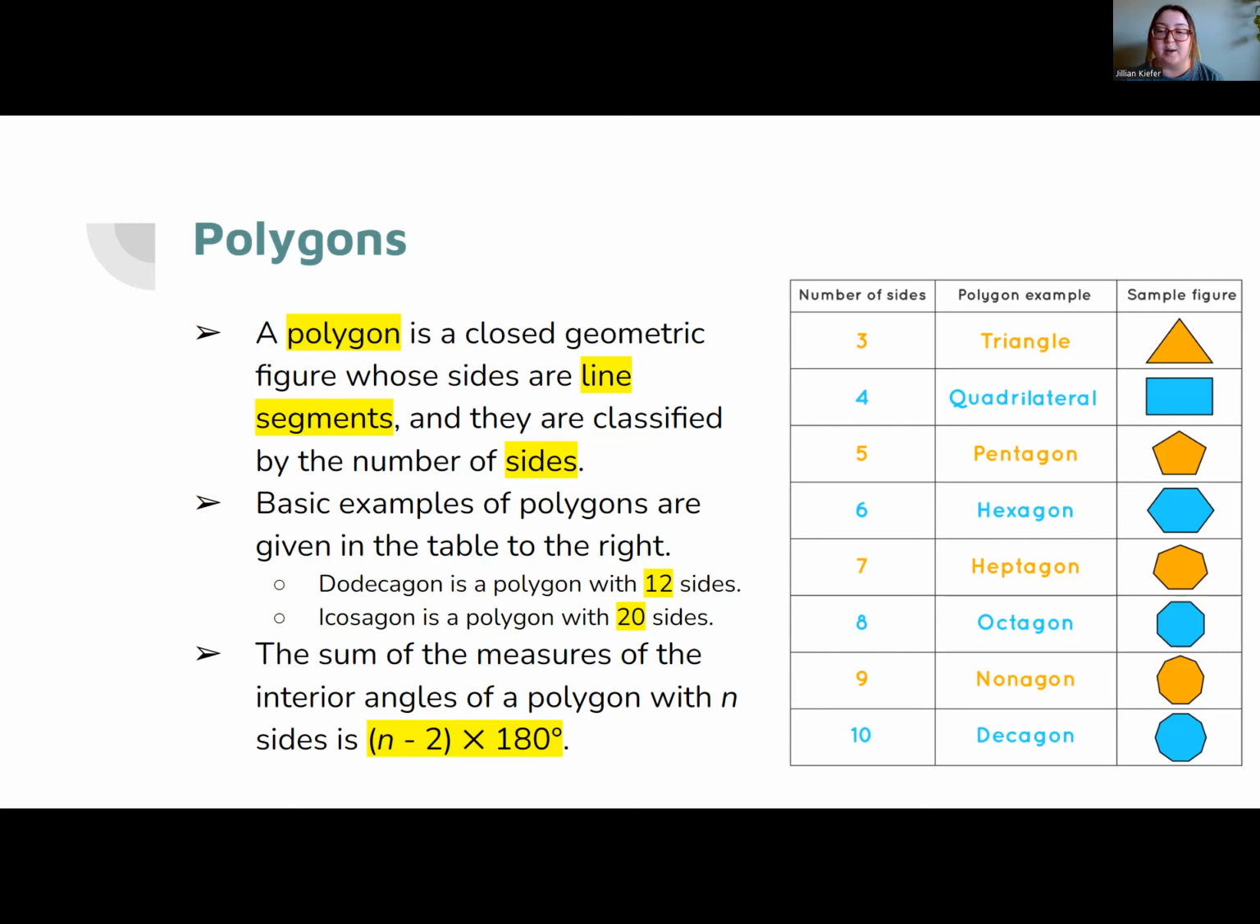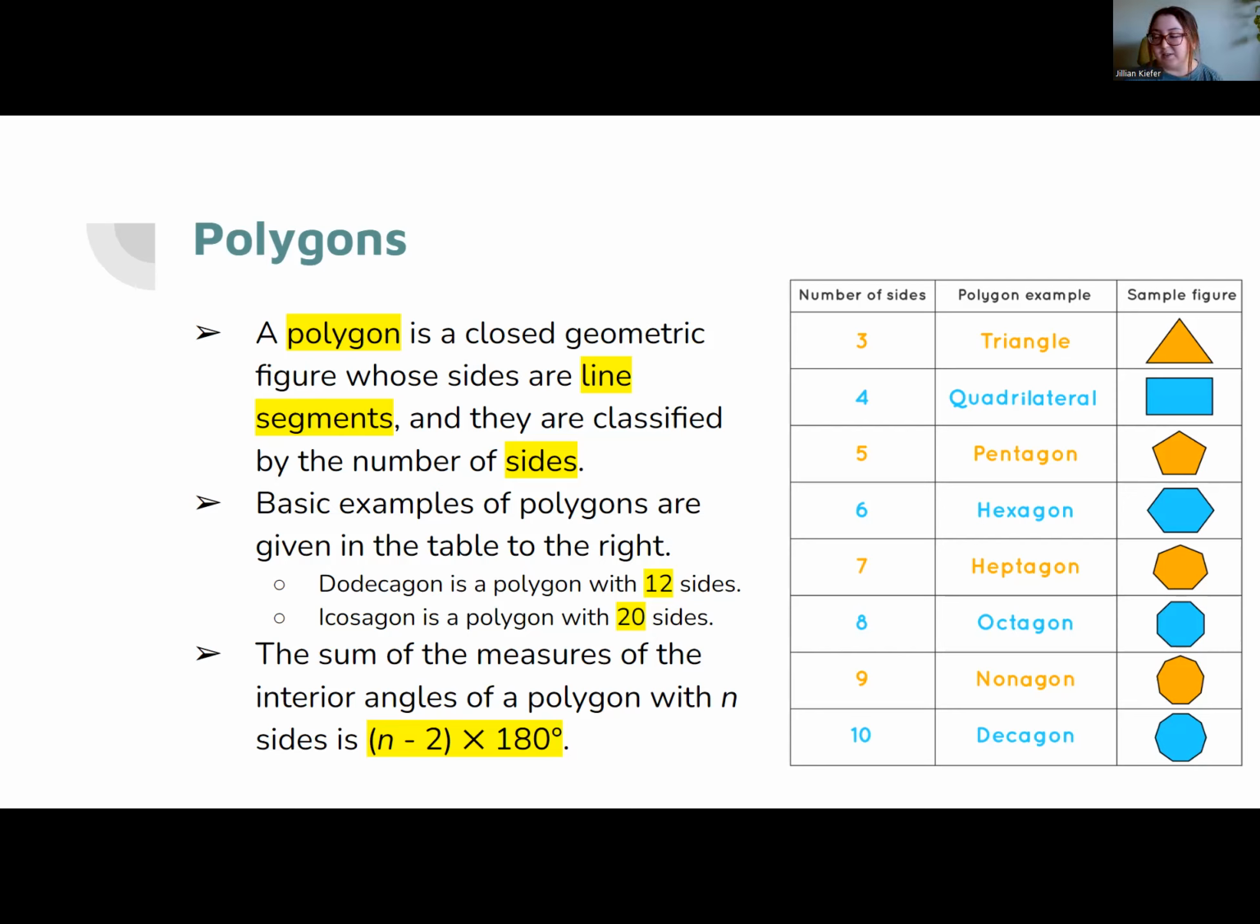So we say the sum of the measures of the interior angles of a polygon with n number of sides is calculated with the formula n minus 2 times 180 degrees. So we can find the sum of the measures of any polygon using this formula. For example, for triangles, we know the sum of their measures is 180 degrees. They have three sides. 3 minus 2 is 1, and 1 times 180 degrees is 180 degrees.